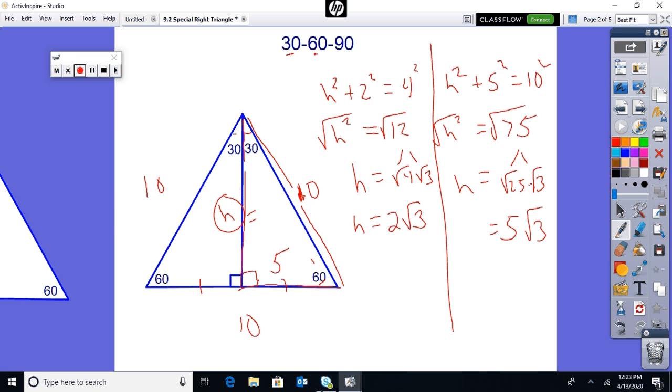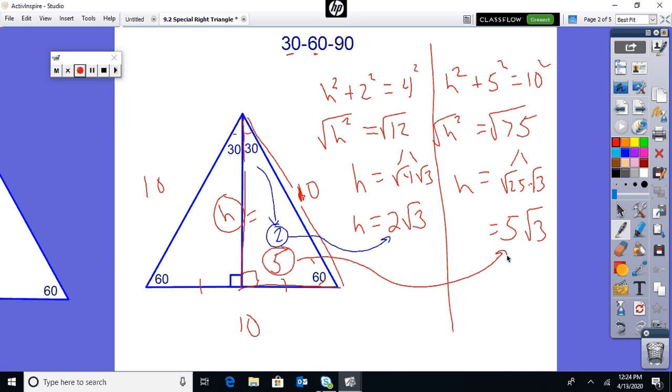So I can go on and on all day like this. The bottom line that I want you guys to take from this or to recognize is that when this bottom side opposite 30 was a 2, the answer was 2 roots of 3 when I found the height. When this bottom side was a 5, the height was 5 roots of 3.